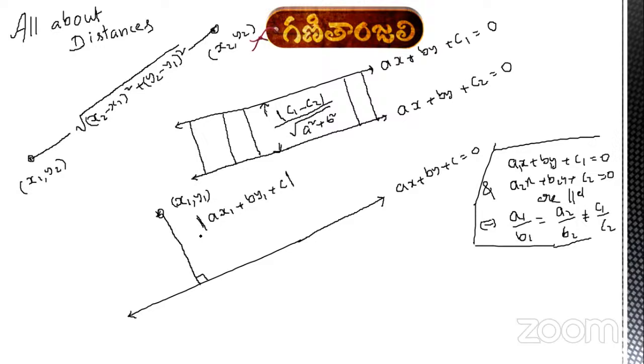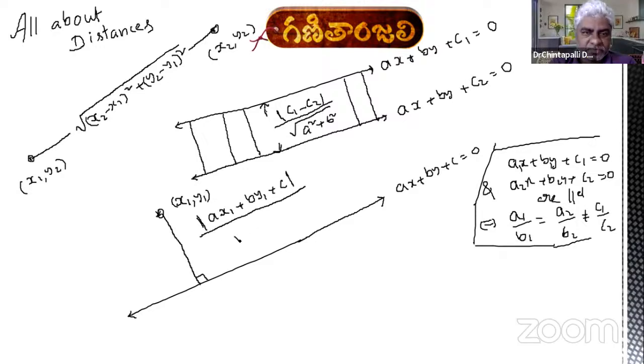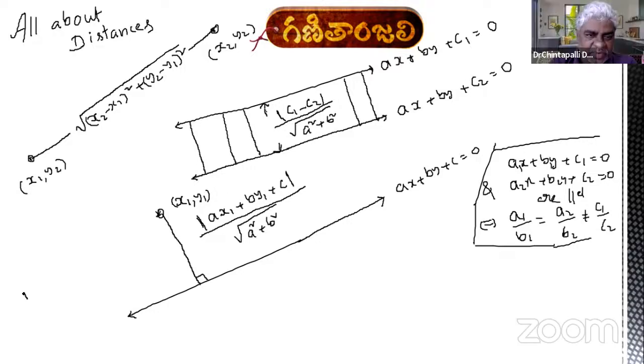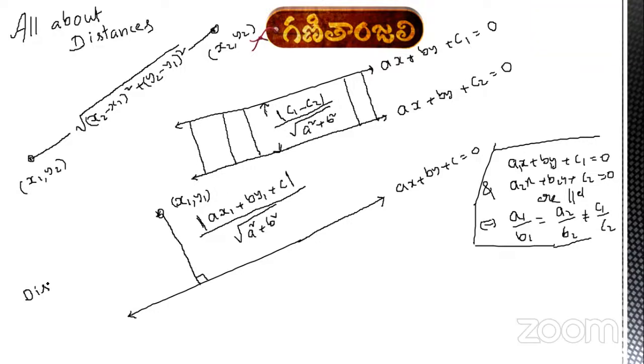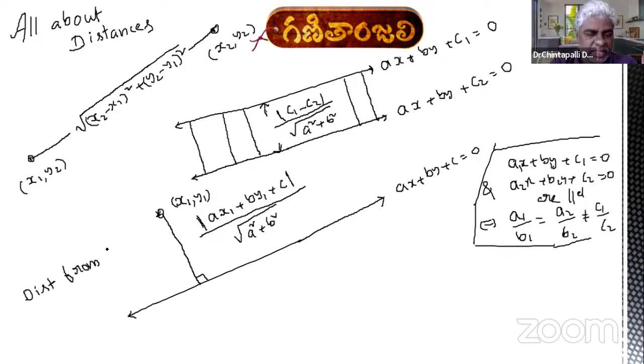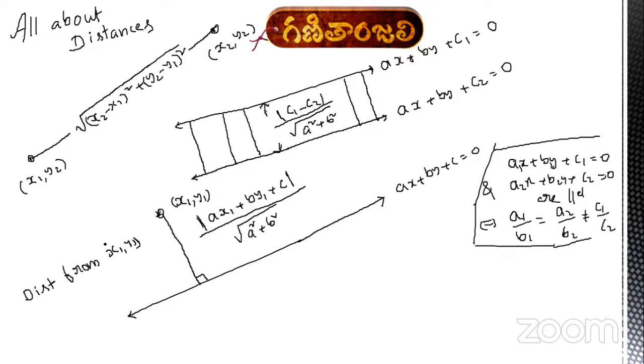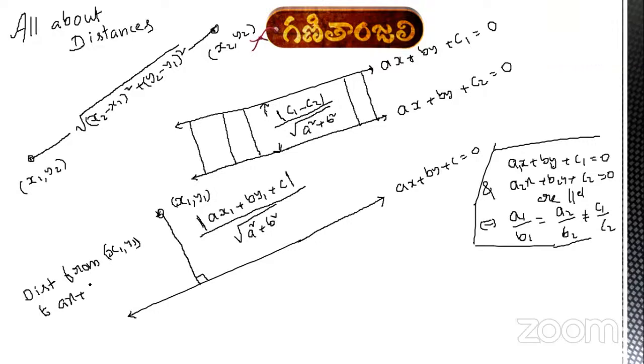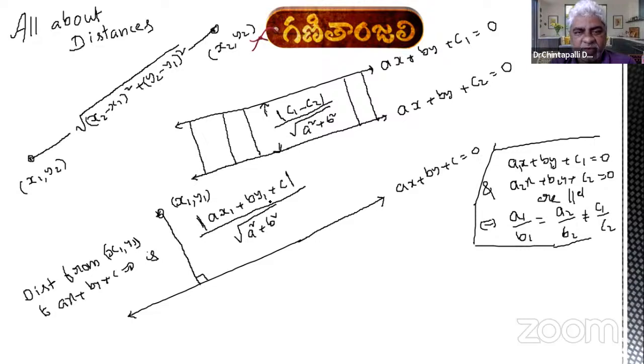And divided by the square root of a square plus b square, right? Yes. How to define this distance? It is the distance from a point to the line, forming 90 degrees. That means the distance from the point x1, y1 to the line ax plus by plus c equals 0 is mod of ax1 plus by1 plus c by root of a square plus b square.